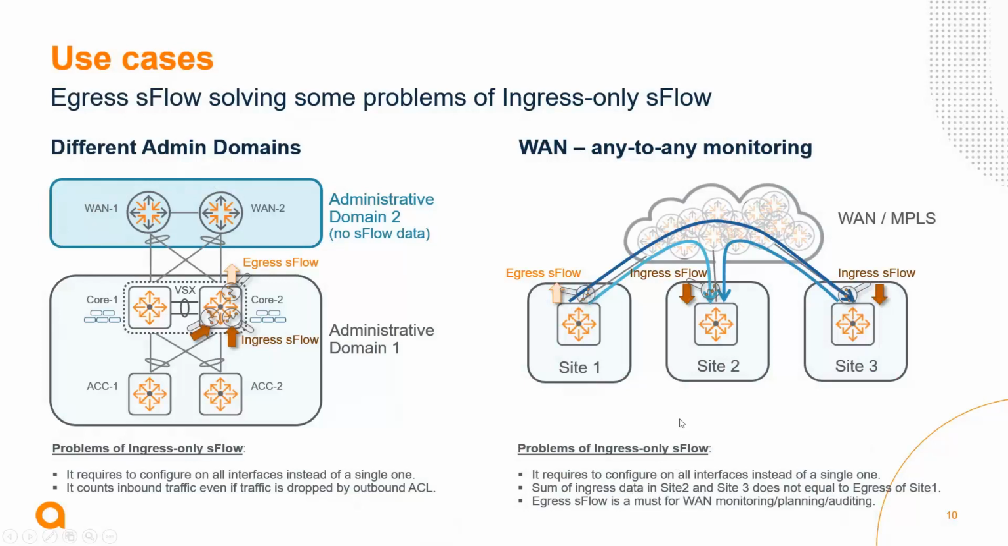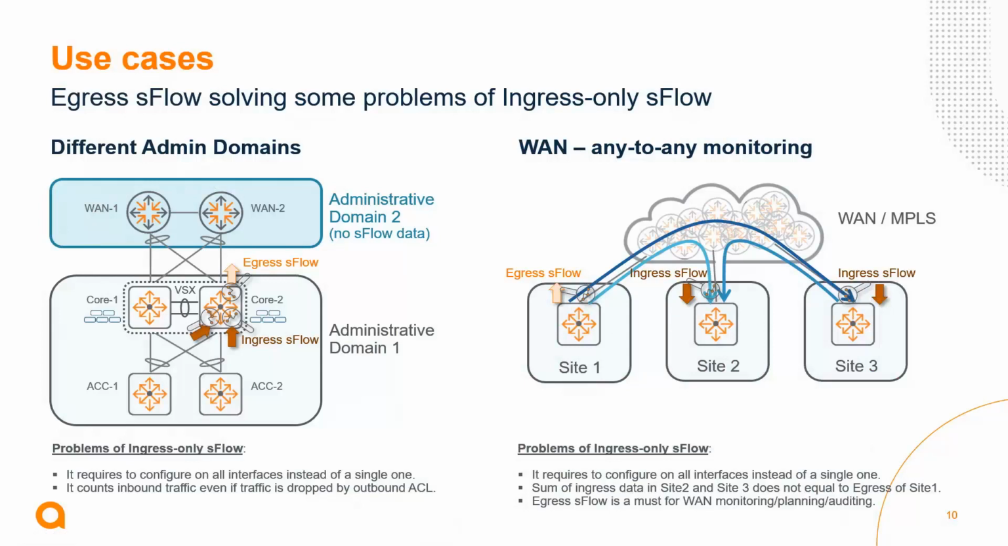The second point is that the sum of all the ingress data in site 2 and in site 3 does not necessarily equal egress data of site 1, because you may have site 3 going to site 2 in terms of traffic. So you cannot, by looking at ingress flow, extract or assume information for egress. So that's an issue. With that model, you have no capability to really find what is the real egress on the site.